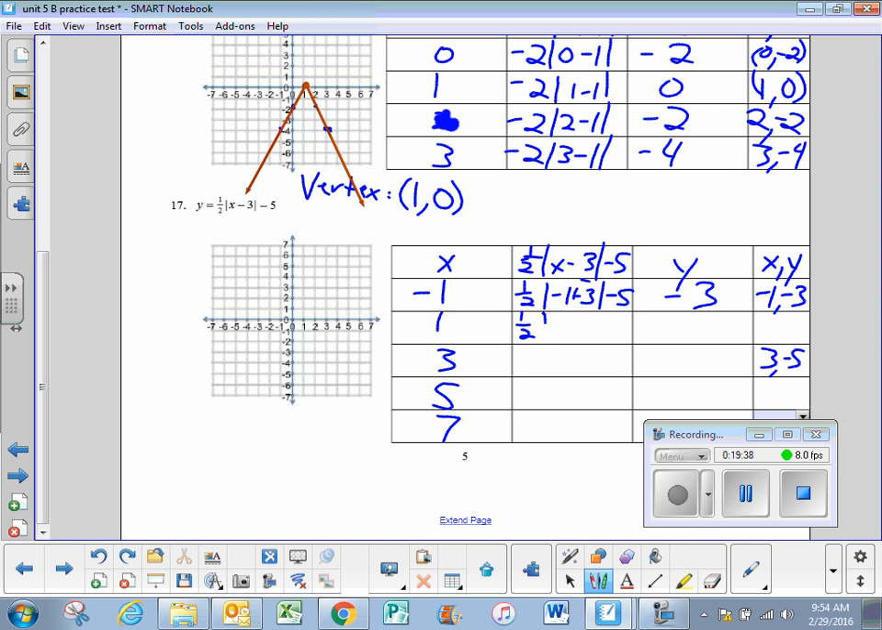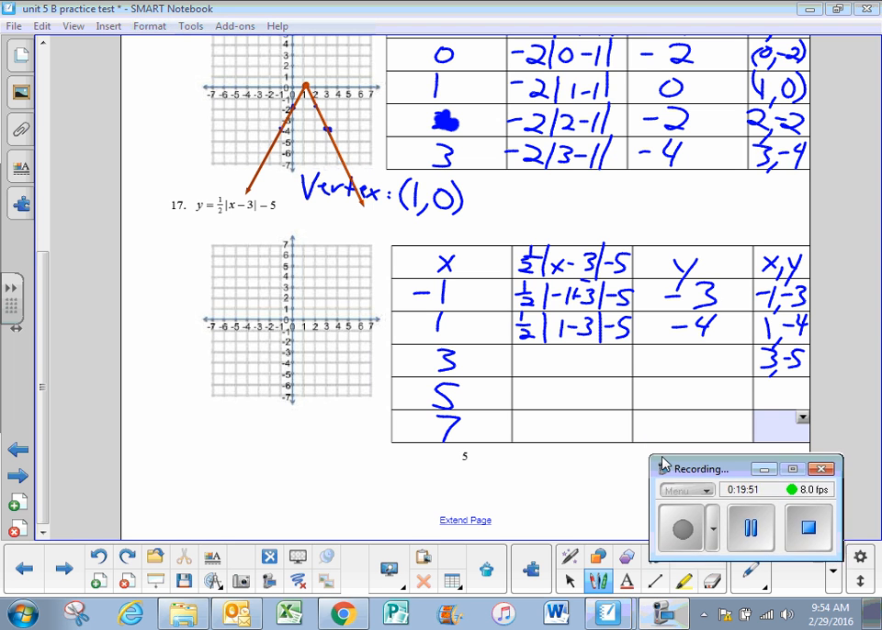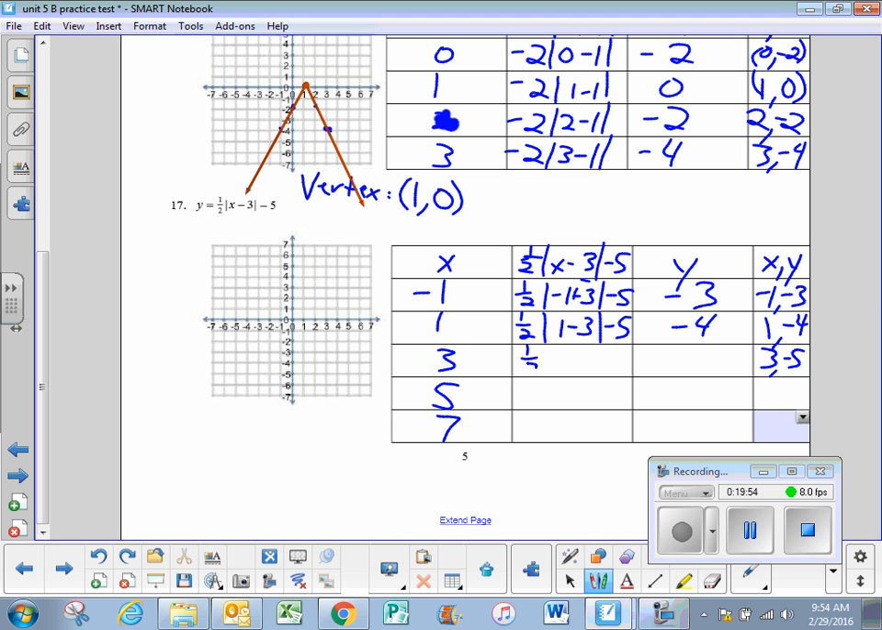1/2 times 1 minus 3 is 1 minus 3 is -2. Absolute value of -2 is 2. 2 times 1/2 is 1. Minus 5 is -4. Okay? And then if I plug in 3, I get 1/2 times 3 minus 3, which is 0. So I get 0 times 1/2 minus 5 is -5. What am I going to get for this output here? You're going to get a negative 4. Because I picked my vertex as my middle, then I know it's going to be symmetrical. That's what happens always with an absolute value function.